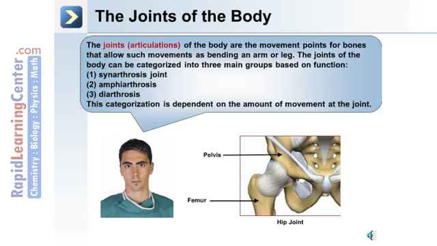The joints of the body can be categorized into three main groups based on their function. Number 1, synarthrosis joints. Number 2, amphiarthrosis. And number 3, diarthrosis joints. This categorization is dependent on the amount of movement permitted at the particular joint.